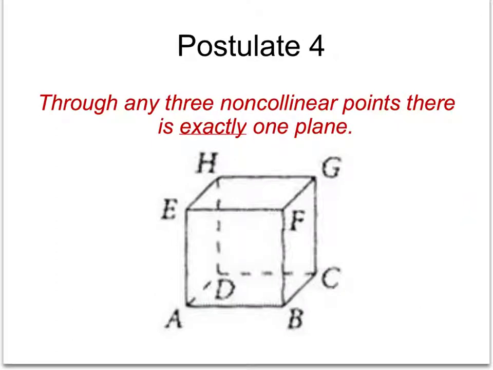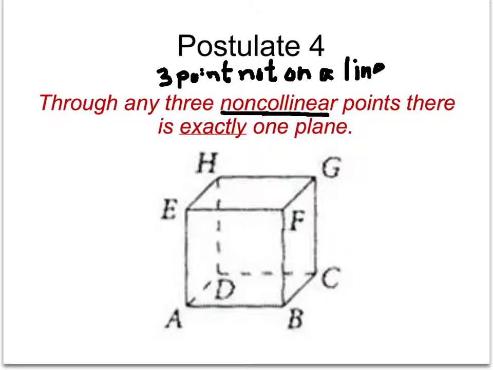Now, postulate 4 talks about three non-collinear points. It says through any three non-collinear points, there is exactly one plane. So let's break this postulate down a bit. It says that we have to have three non-collinear points. What we need to remember is that collinear meant the 3 points were on the same line, but this says non-collinear. So this basically means 3 points not on a line. They are not on the same line. If you can find 3 points that are not on the same line, then you know that there will be exactly one plane that will contain them.